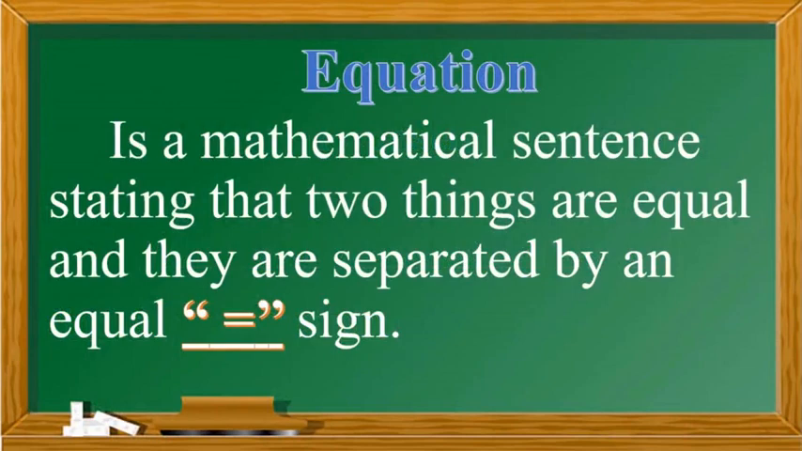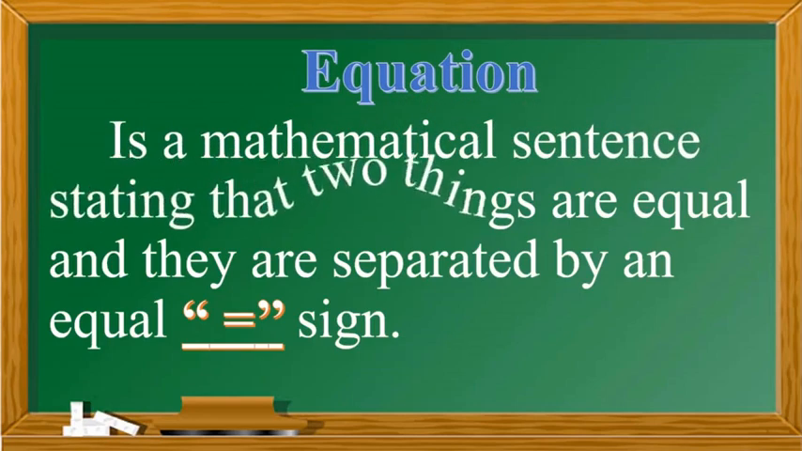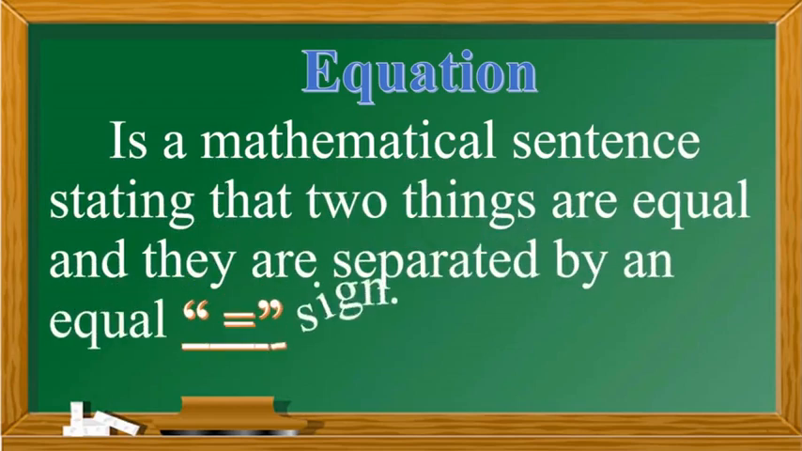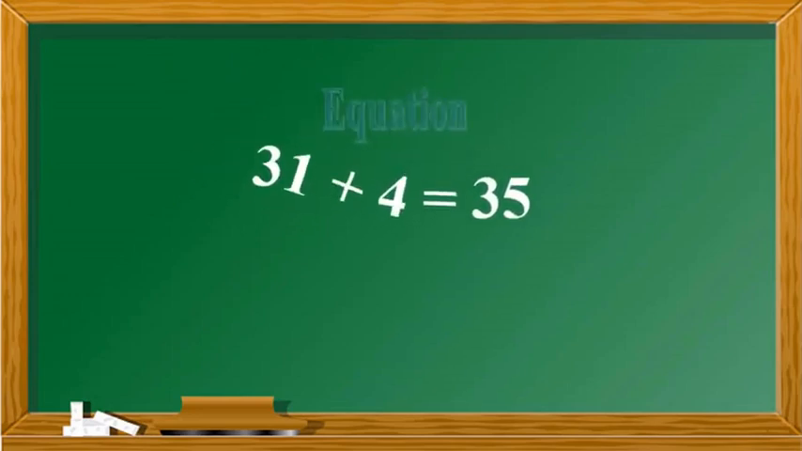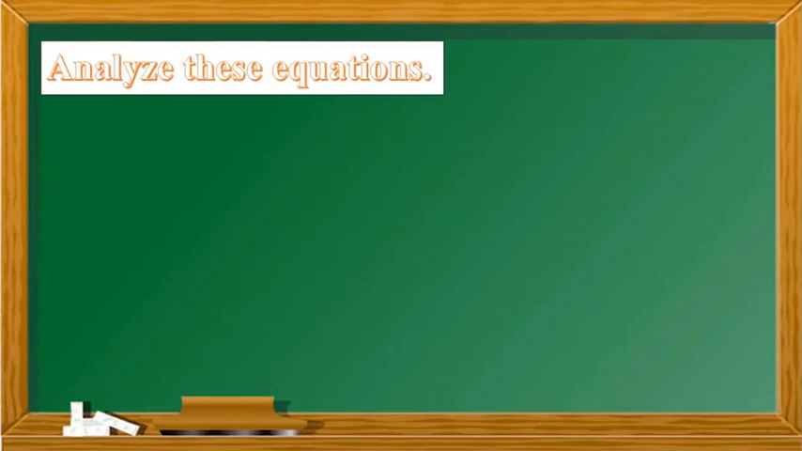How do we find the missing numbers in an equation? By the way, children, what is an equation? An equation is a mathematical sentence stating that two things are equal and they are separated by an equal sign. Like this, 31 plus 4 equals 35. Okay, let's help him to find the missing numbers.